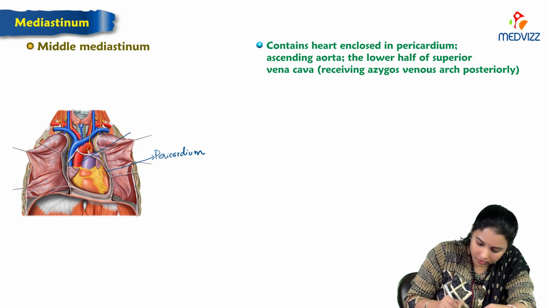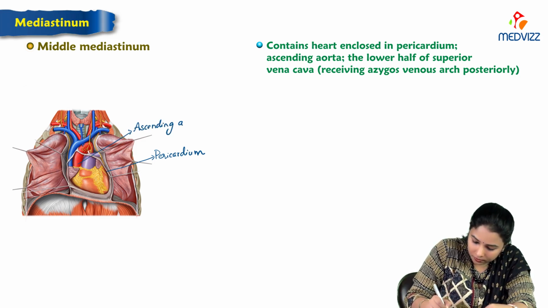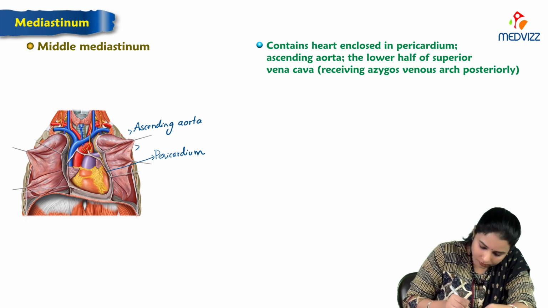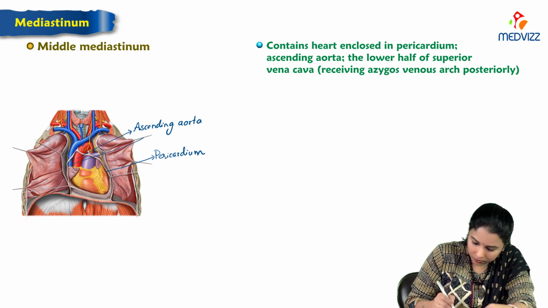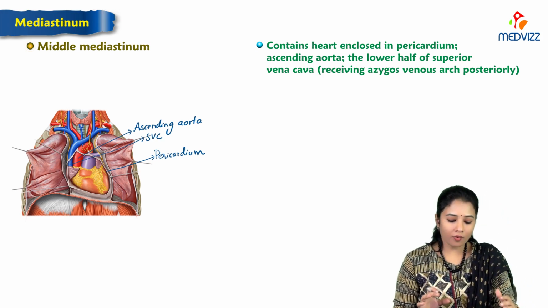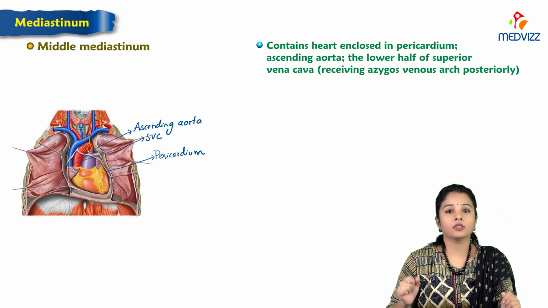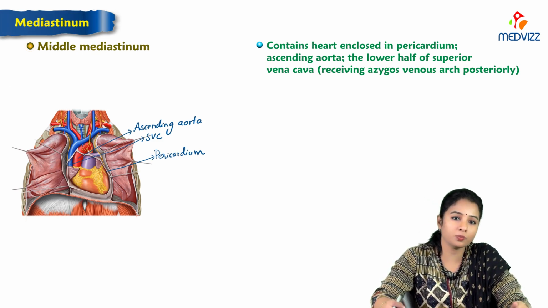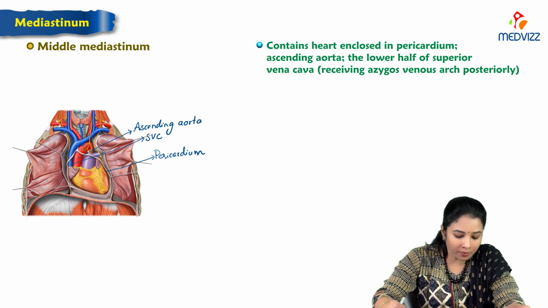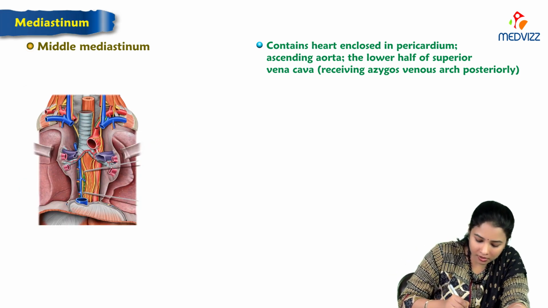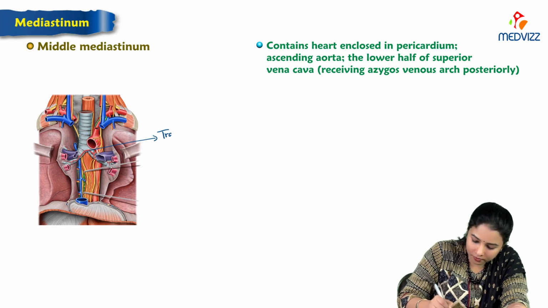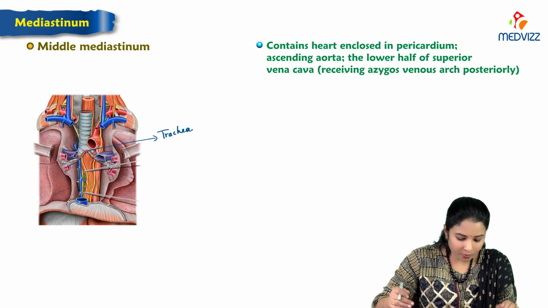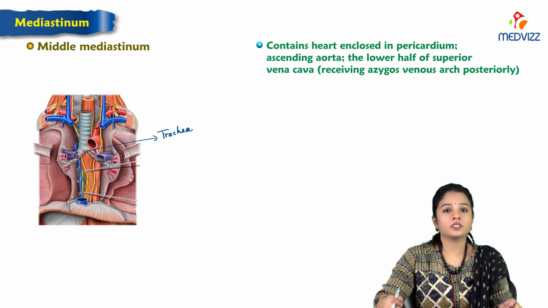So this is the ascending aorta, and the lower half of the superior vena cava is present, and at this point it receives the azygous venous arch posteriorly. We can also appreciate the bifurcation of the trachea. So in this image we can see the bifurcation of the trachea, and the arch of the aorta is cut to expose the bifurcation of the trachea here.